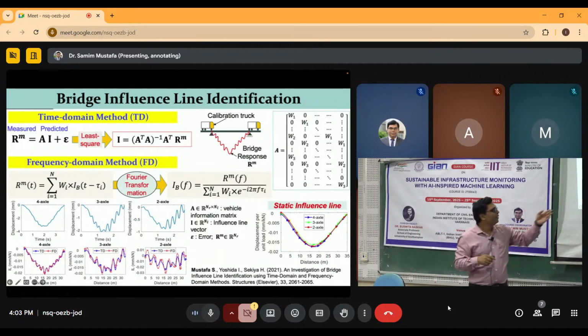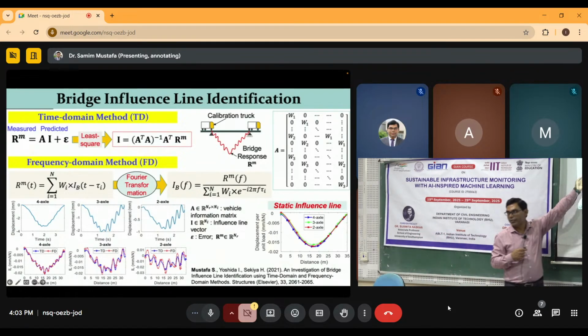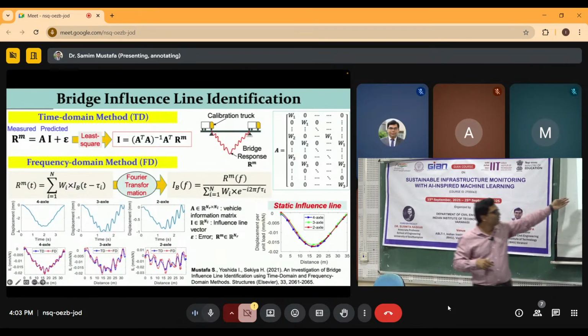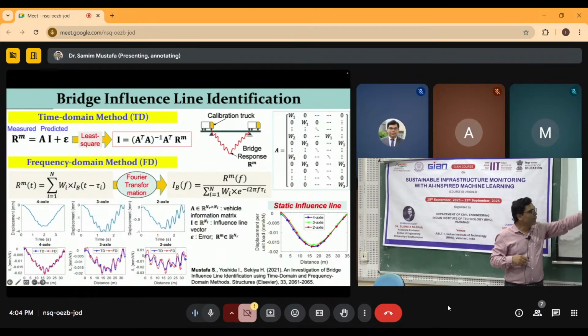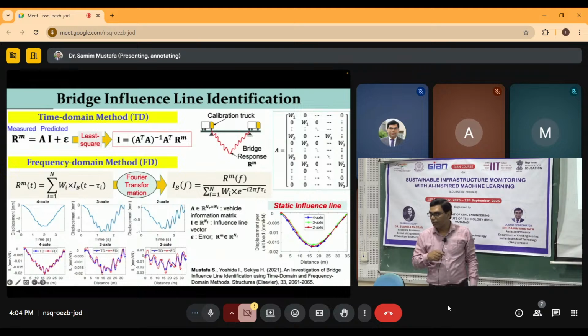So you will see, suppose this is the response from a 4-axle vehicle, this is a 3-axle vehicle, this is a 2-axle vehicle. Okay, then this is the influence line obtained by using this equation, for 4-axle, 3-axle, 2-axle.